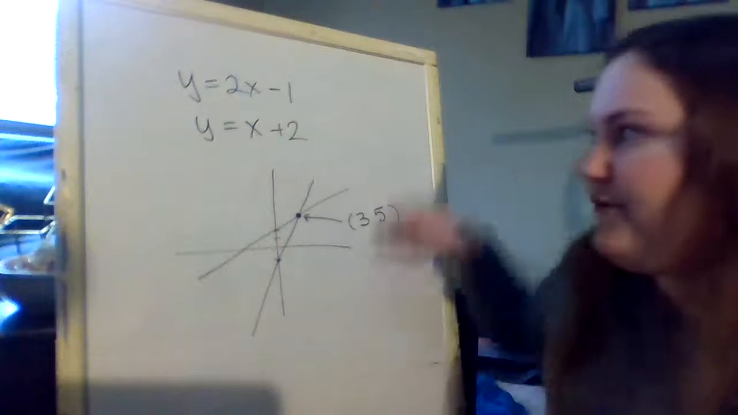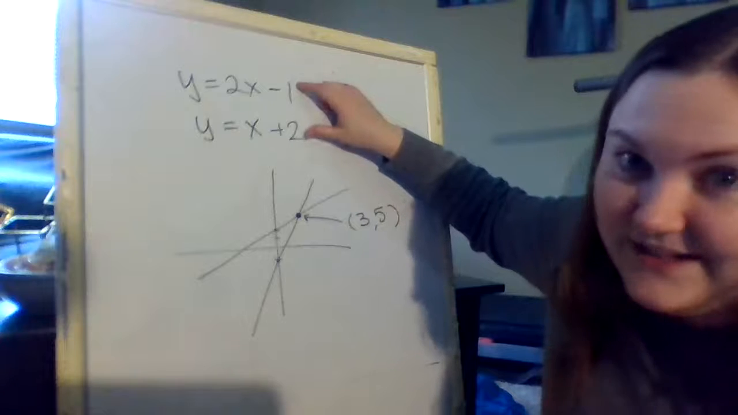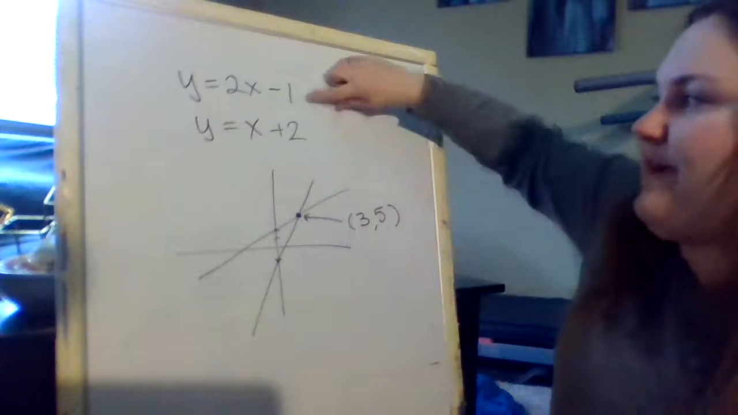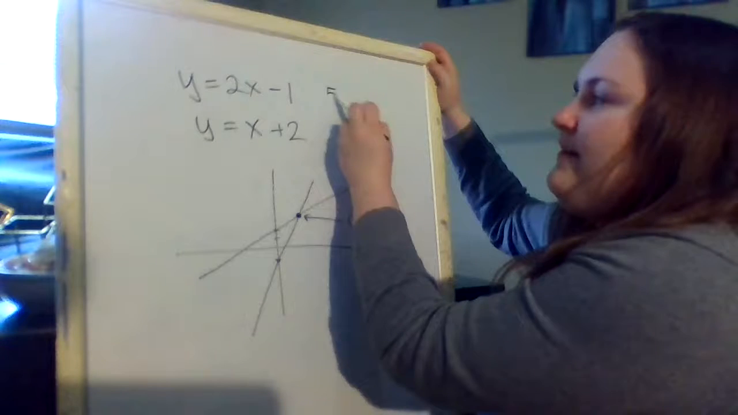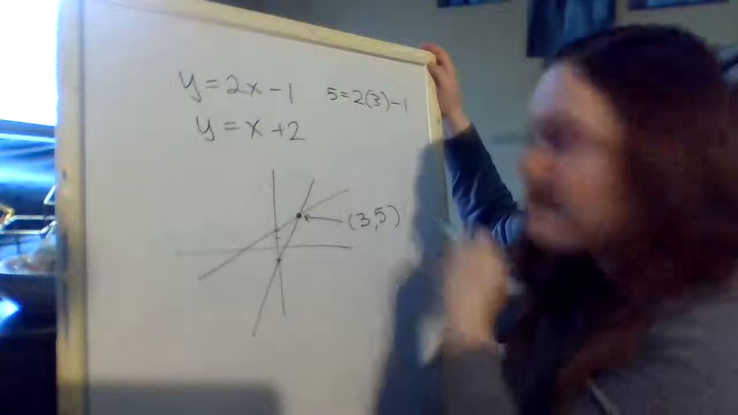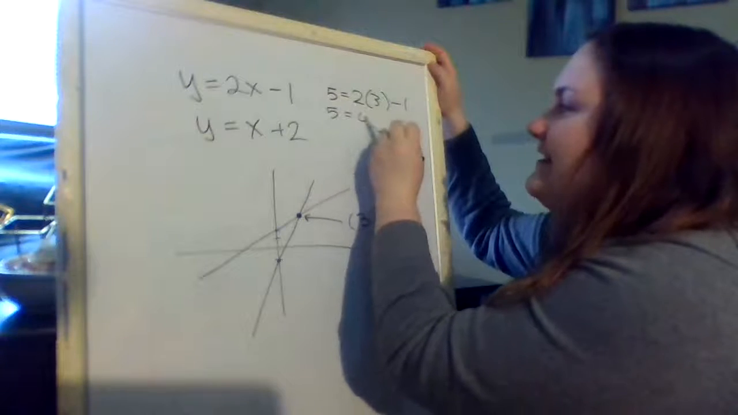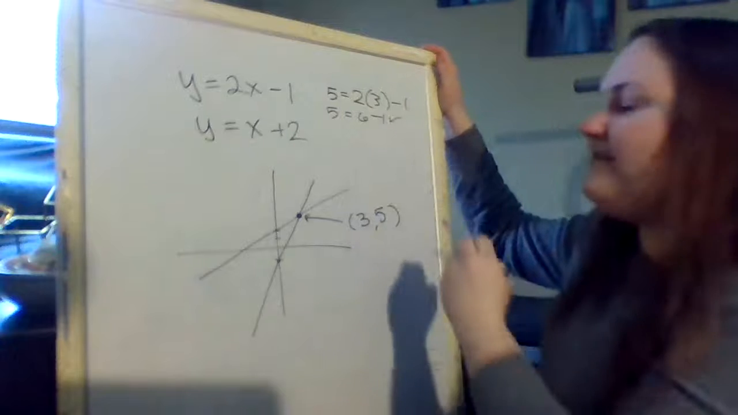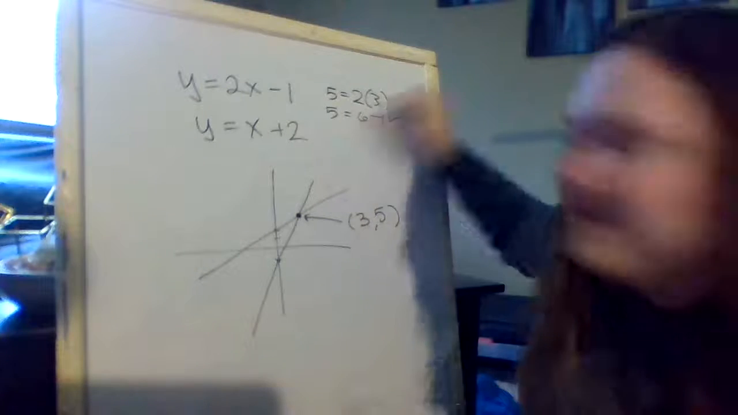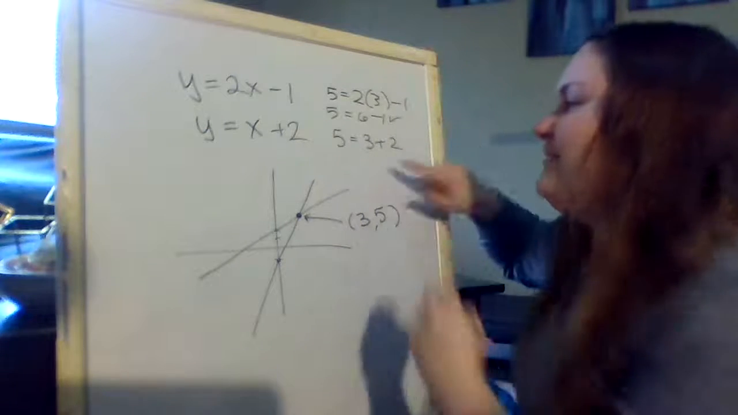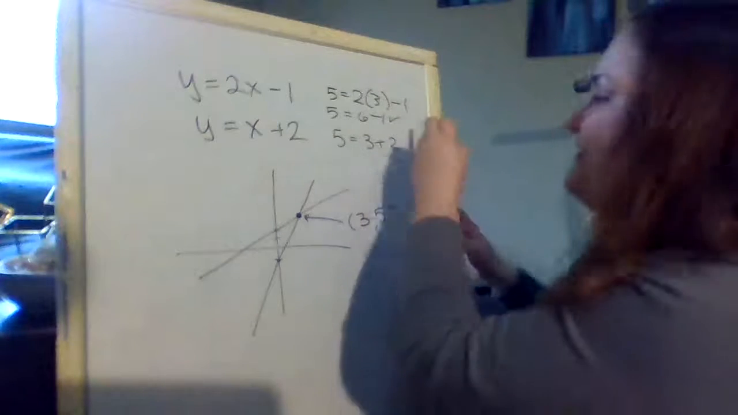(3, 5), if you were to check to see if it satisfies the equations, it would be able to satisfy both of them. If you substitute (3, 5) into the first equation, you get 5 equals 2 times 3 minus 1. So 5 equals 6 minus 1. 6 minus 1 is 5. So that works out. And if you were to check it in the second equation, it would say 5 equals 3 plus 2. Well, 3 plus 2 is 5, so that also checks out.